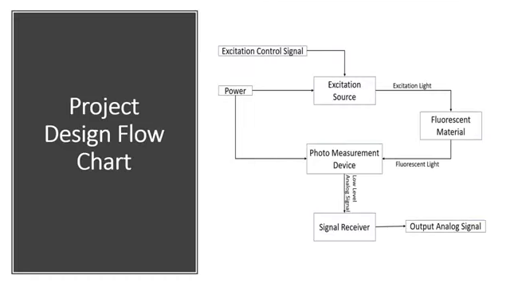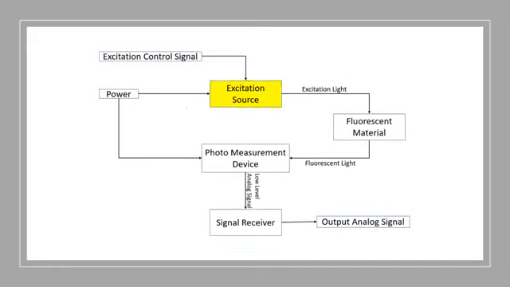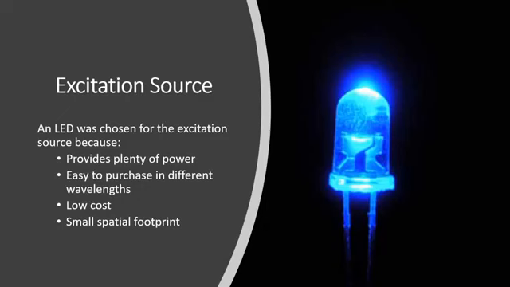So, what I have laid out in front of you now is the project design flowchart. It shows each component of our project and how they interact with each other. I'm going to use it to go through each component and explain our design choices to you. And we're going to start at the excitation source. The excitation source is used to excite our fluorescent material so that we can bring it up to the excited state. The excitation source of our project, an LED, was chosen.